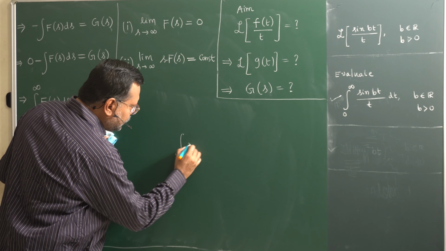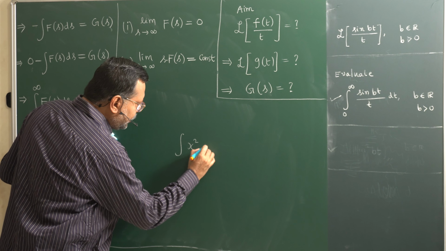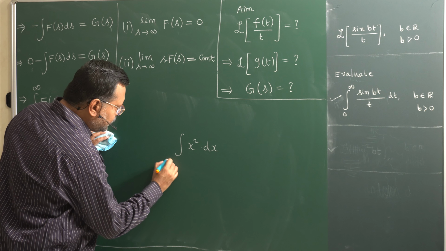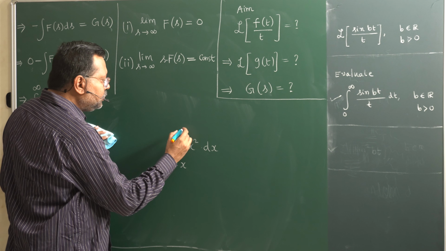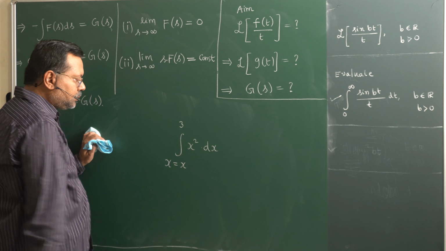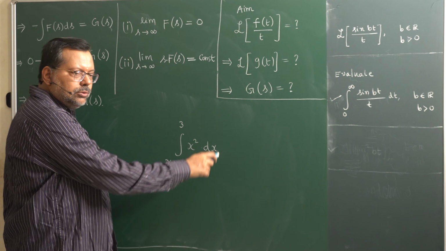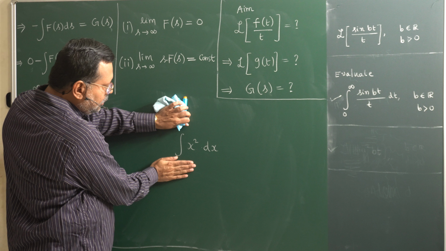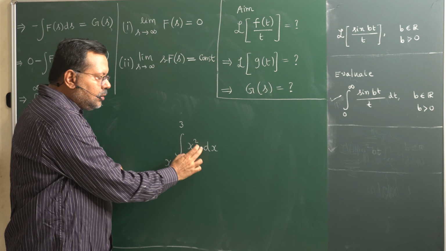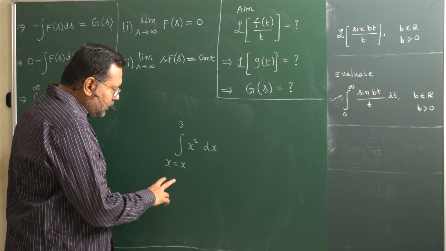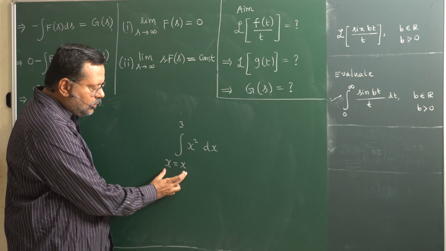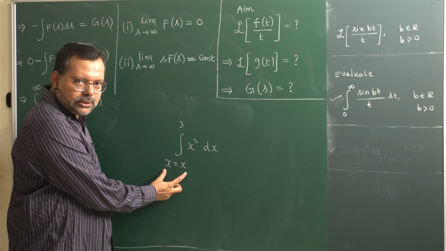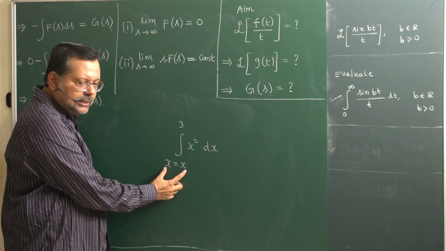I have something like this: x square dx. And now I am saying that x equal to 2, x equal to 3. This is how I want to do some integration. If you put the limits, there is no trouble, because you can always write x cube by 3. But the confusion is, x equal to x, what is the meaning? X equal to x doesn't look nice.